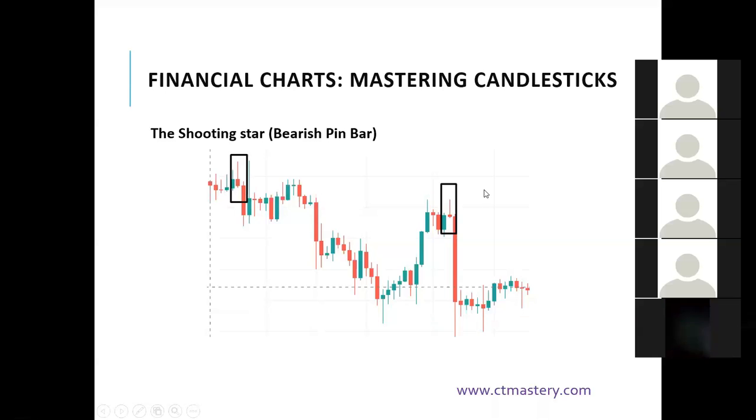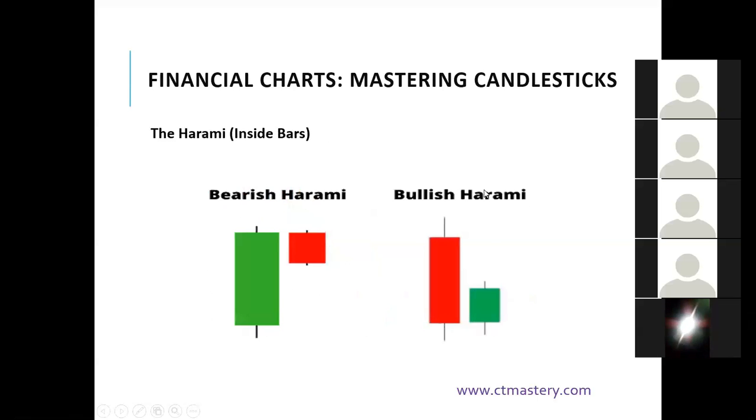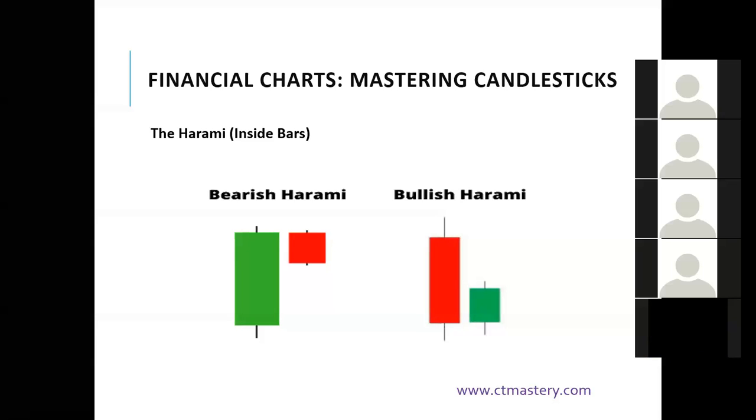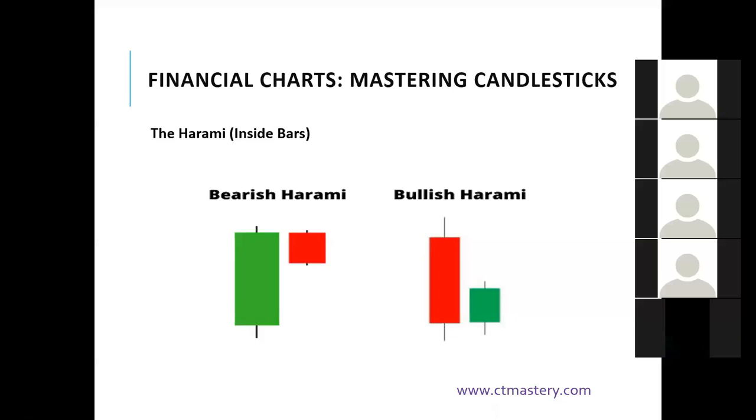The next one is the Harami, or what we call the inside bar. This candlestick pattern is considered to be a reversal or a continuation candlestick pattern. You see, all the candlestick patterns we're talking about are all reversal or continuation. It consists of two candlesticks. The first one is a large candlestick called the mother candle, and the second one is a small candle called the baby candle. For the Harami pattern to be valid, the second candle must close inside the first candle.